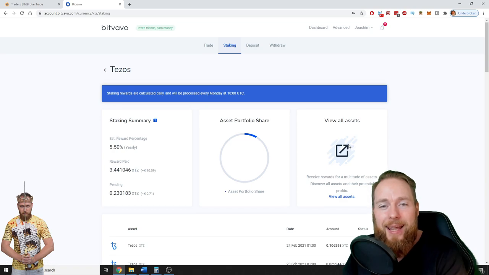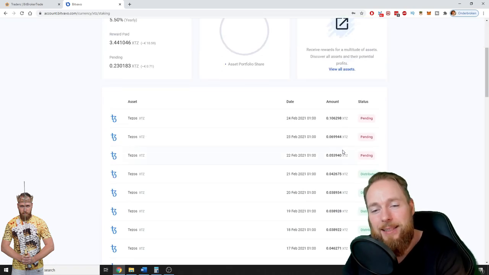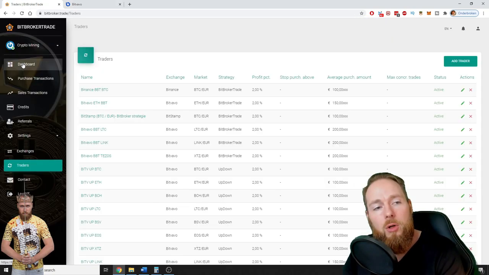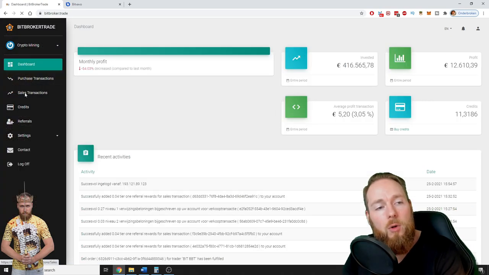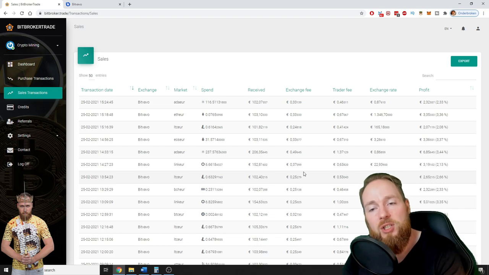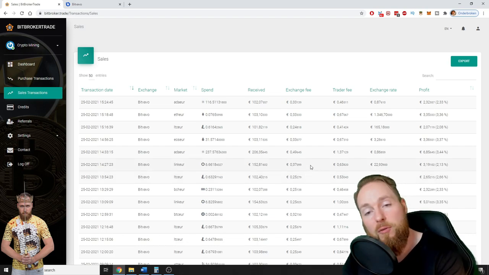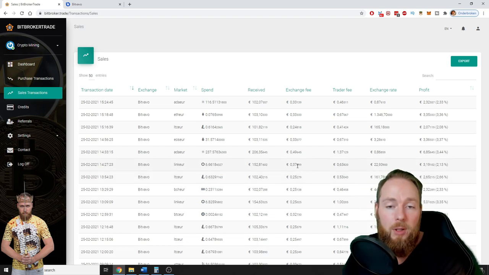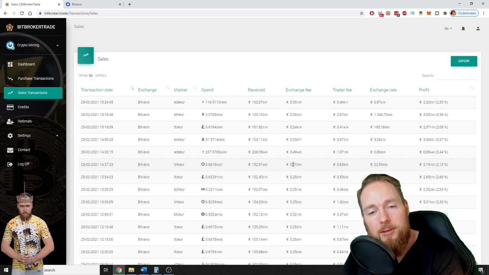So it's coming in every day, and I think this is what people don't realize. You're making more than your sales transactions because you're also staking on each of these transactions, of course, for the crypto that is stakeable on your exchange account. So how cool is this, guys?